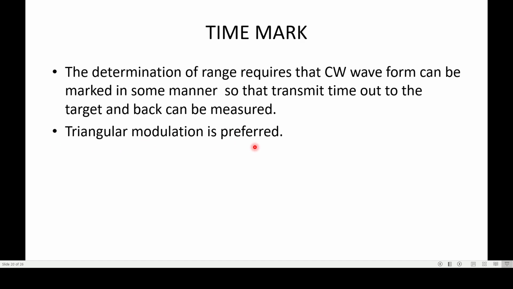Here triangular modulation is preferred. I will show the time mark. This is the time mark. So the x-axis indicates the time and the y-axis is the frequency. So this is the frequency f0, or it can be considered as a center frequency. With respect to the center frequency, the frequency of the signal is varying like this. There is a triangular variation.